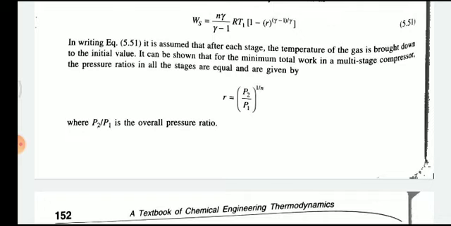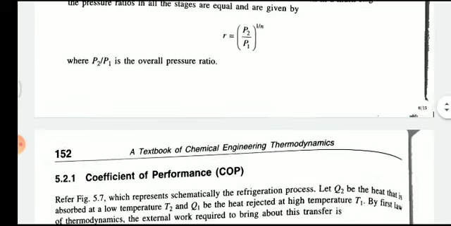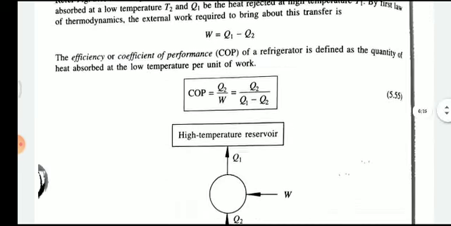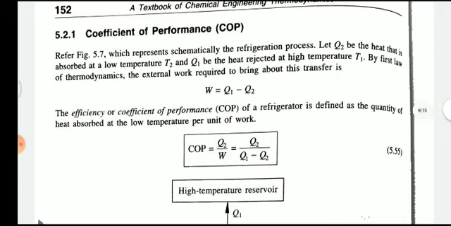In writing equation number 5.51, it is assumed that after each stage the temperature of the gas is brought down to the initial value, and it can be shown that this gives the minimum total work in multi-stage compression. So the pressure ratio in all the stages is equal, given by R equals P2 by P1 raised to 1 by n, where P2 by P1 is the overall pressure ratio. We know that.